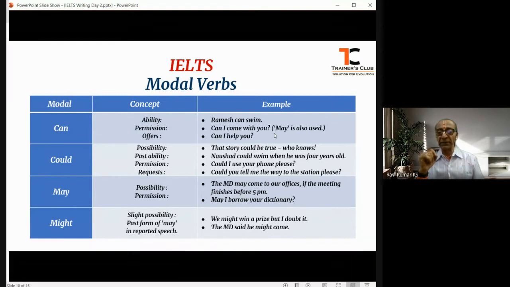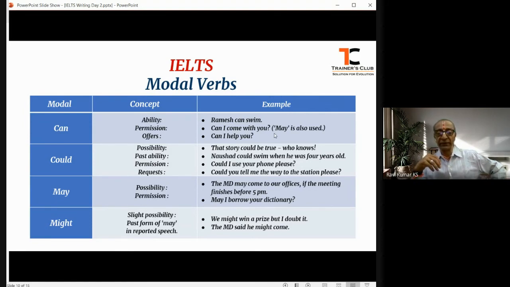Then to seek permission: Could I use your mobile, please? Could I check your dictionary, please? Could I take your dictionary, please? Then for making some requests: Could you tell me the way to the railway station, police station? Could you tell me the way to Oxford College? Could you tell me the way to the nursing college in the Oxford University? Could you tell me the way to the management department of the Oxford University?